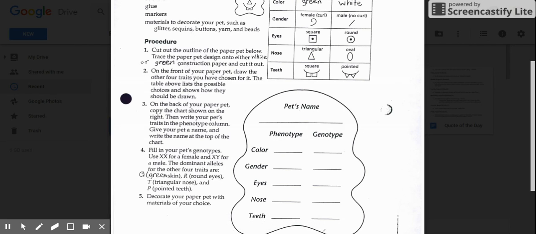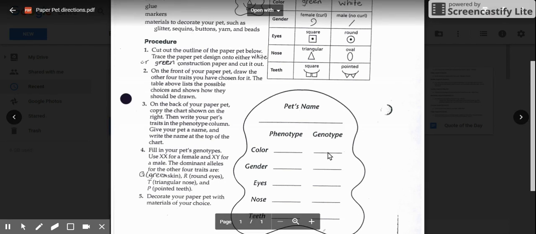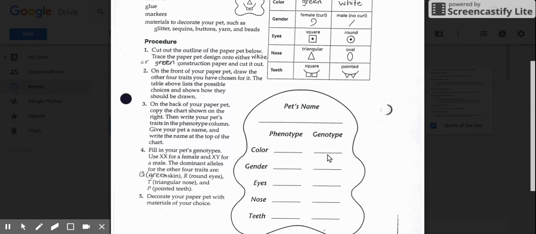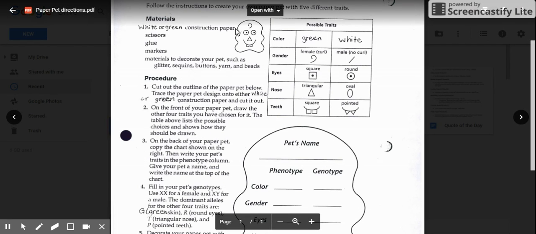You will have 2 days to finish this. By Friday, what you need to complete is to have all of the traits done for all 6 of the 2 parents and your 4 offspring. Once you get all of that completed and all 6 of your Punnett squares filled in, you can get the colored construction paper and glue your paper pets onto that construction paper. Once you have it glued on, you will draw the traits on the front, kind of like what you see up here with our example.